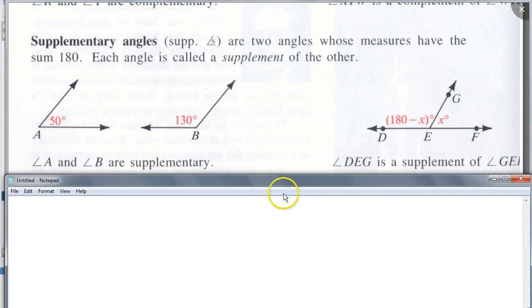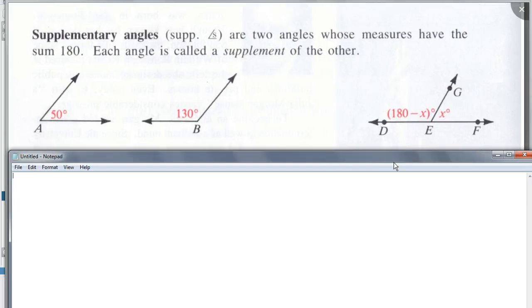And again, as you expected, two angles do not have to be right next to each other like this. Or they could, but they don't have to be. As you can see, this one is 50 degrees, angle A. The measure of angle B is 130, so of course they're supplementary. Or here, if this is X, the supplement of X is 180 minus X, right? So each angle is called a supplement of the other also, just like before. So I'll wait for you to write.